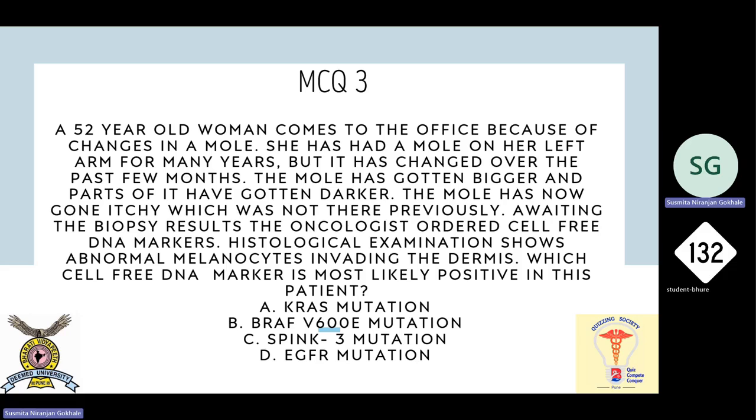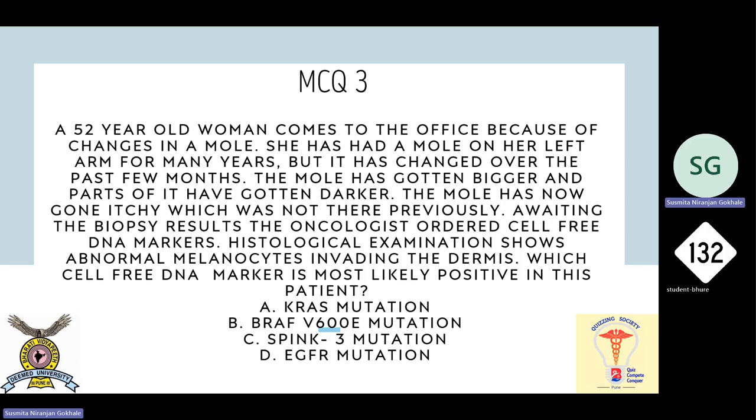Let's rule out the options. The first option is KRAS mutation. It is most commonly associated with colorectal cancer, pancreatic cancer, and lung adenocarcinoma, but not typically melanomas. The next option is BRAF V600E mutation. This mutation is found most commonly in melanomas and is a key driver mutation in the development of that disease. Hence, it is most relevant for targeted therapies. So this seems the right option, but we should read all the options.